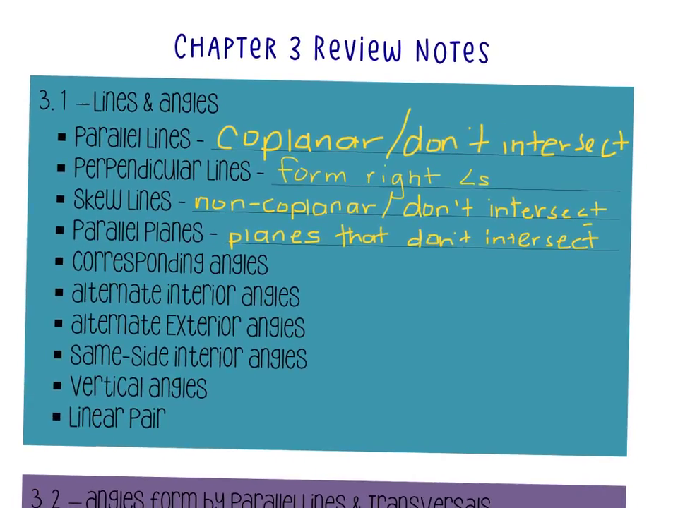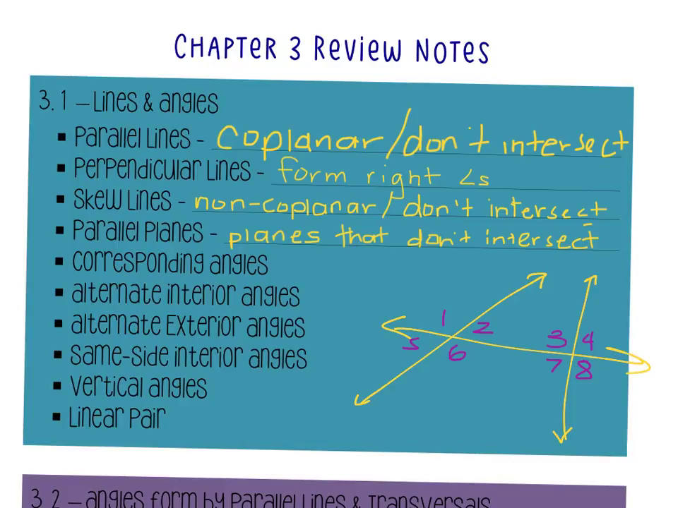Okay, corresponding, alternate interior, alternate exterior, same side interior. So if I had two lines, they don't even have to be parallel, and a transversal, and I numbered these 1, 2, 3, 4, 5, 6, 7, 8. You would want to be able to identify each of those special kinds of angles. Again, you won't be writing out definitions, but you do need to be able to identify each of them.